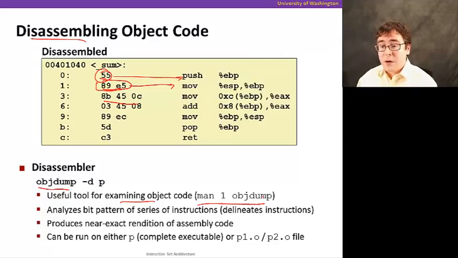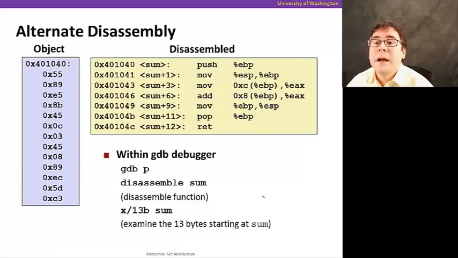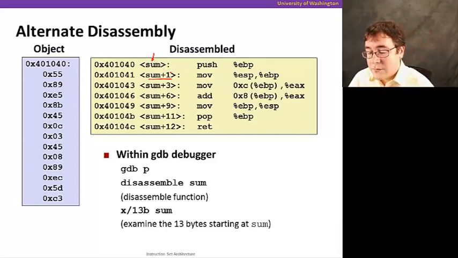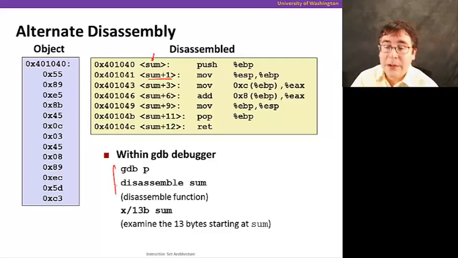Now, here's another way. This is just a different way of looking at the disassembly. It's just a different formatting. Now it's showing that all of the addresses are relative to sum. That's where sum starts. So you can see that this one is 1 byte away from sum, and so on. And this is what you get if you did disassembly with the GDB debugger. Great.